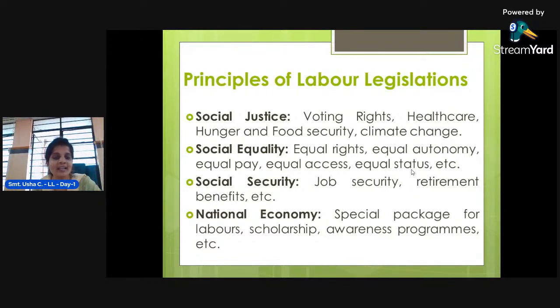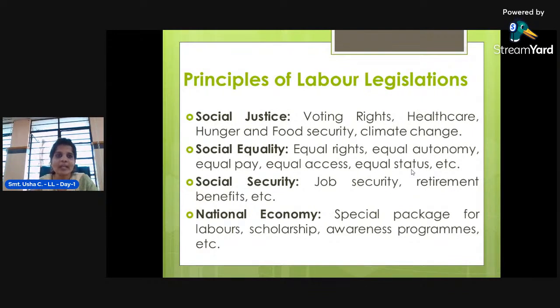Equal rights, equal autonomy, equal pay, equal access, equal status must be given, right? So these are all part of social equality. Take an example here. When men and women are working in the organization with the same work, same designation, and same hours, if that is the case, the same payment must be made, right? There must not be any discrimination in the payment of salary between men and women.